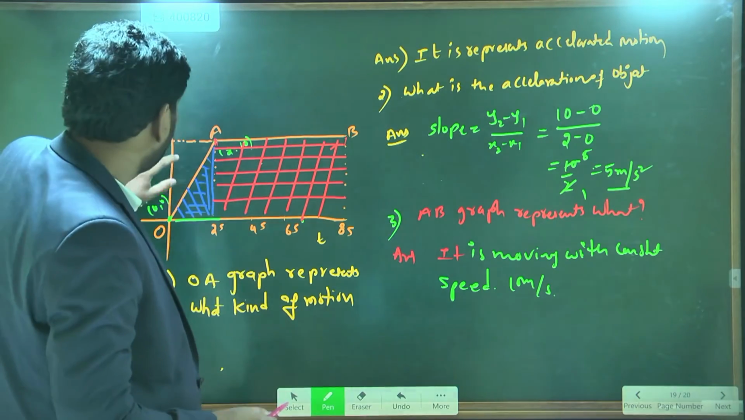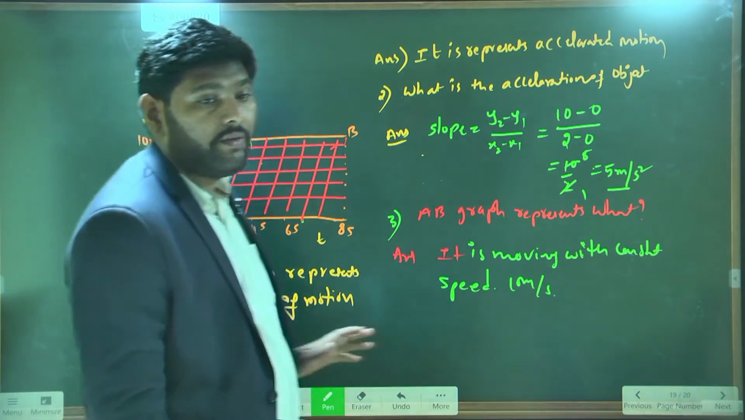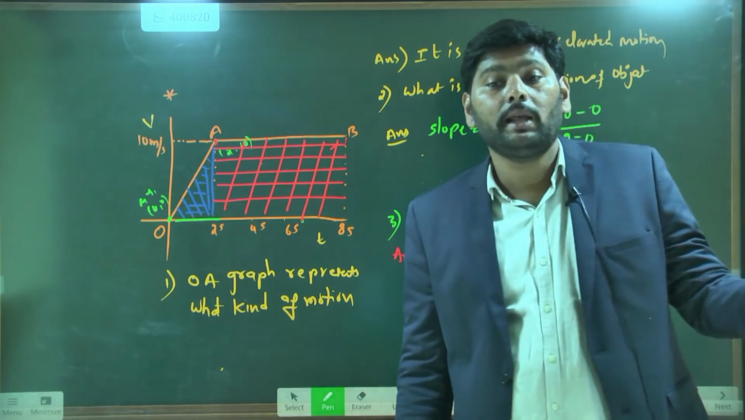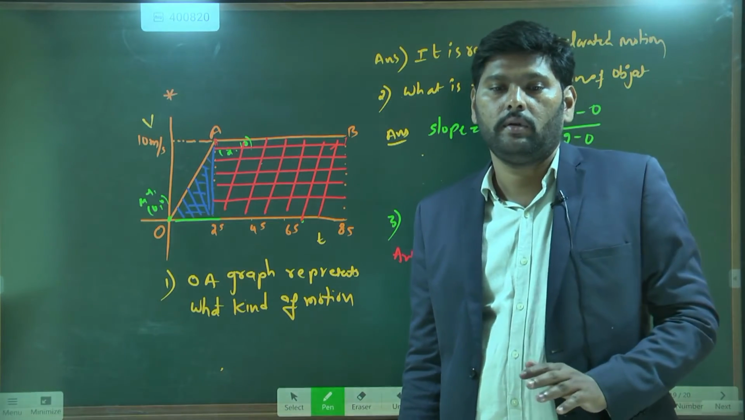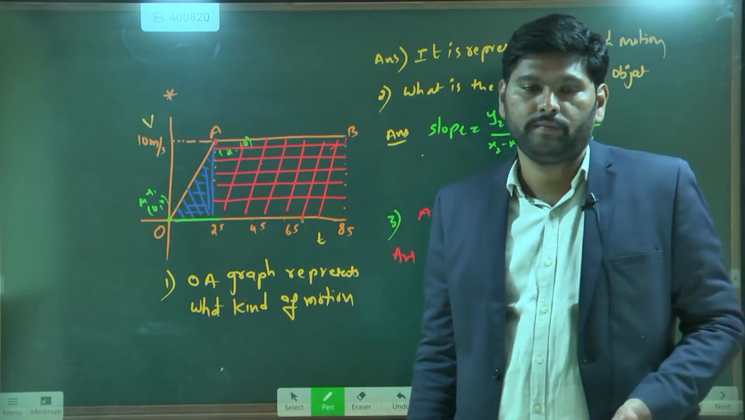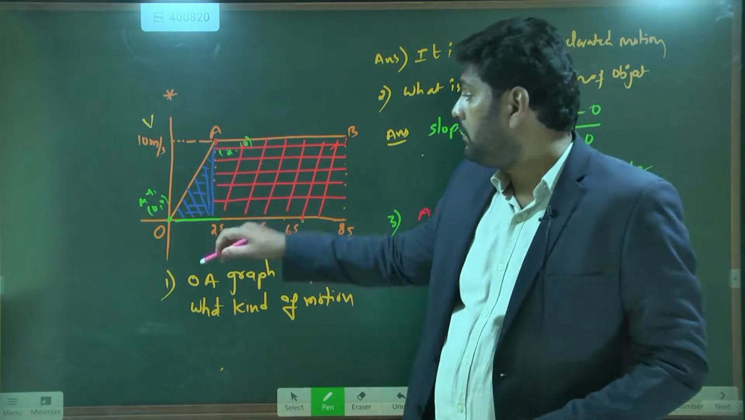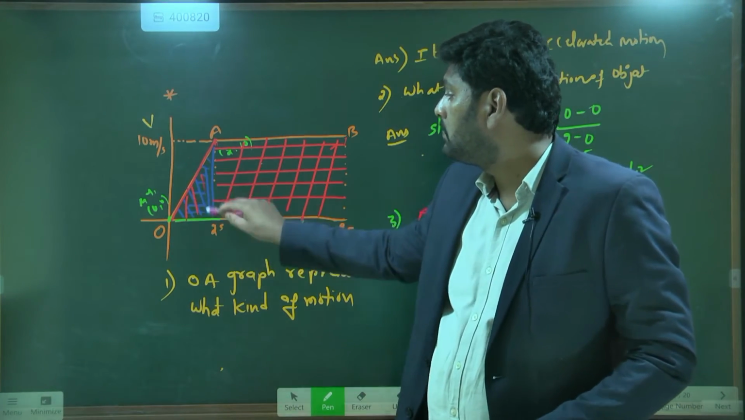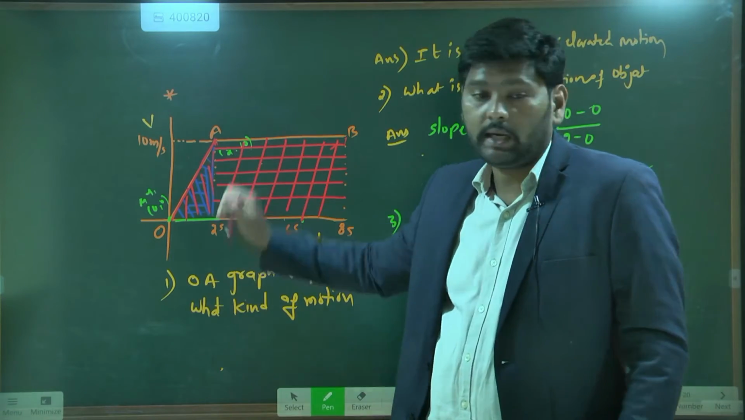Actually, who will give the distance traveled here? The area under the graph, not outside of the graph. Area under the graph. This is a graph. The area under it becomes what? This one. Understand?